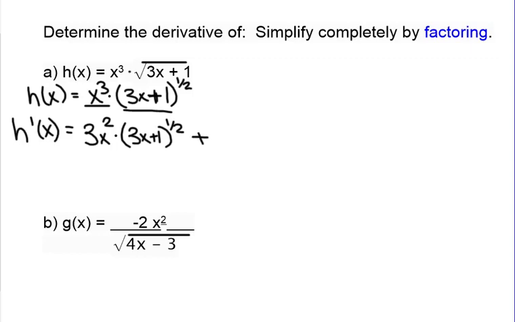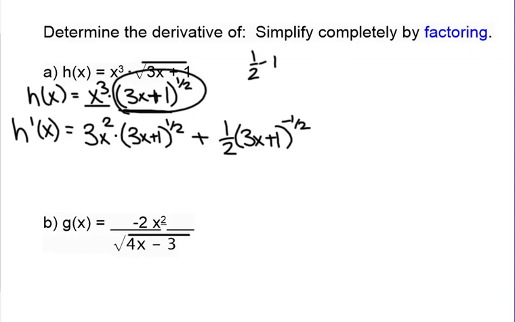Plus, we take the derivative of our second one, and that's going to be a chain rule. So 1/2 (3x plus 1) to the negative 1/2, because I'm going 1/2 subtract 1, which is the same as 1/2 subtract 2 over 2, times the derivative of the inside, so 3, times our first term, because that's part of our product rule. Whew. Now we're going to simplify and factor out as much as we can.